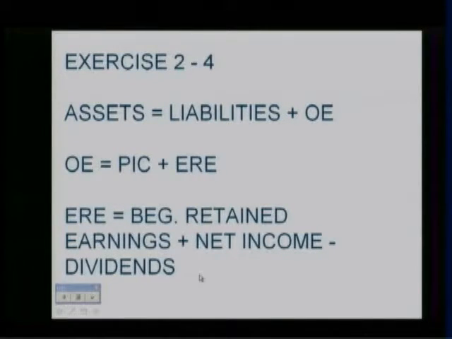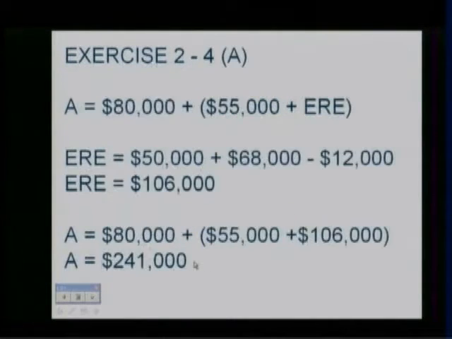Okay, so there's two things you need to know. The third set of information down there tells you how to compute ERE. Ending retained earnings is simply taking your beginning retained earnings, adding your net income, and subtracting out dividends. So if you know those three relationships, you should be able to work Firm A. So let's practice with Firm A.